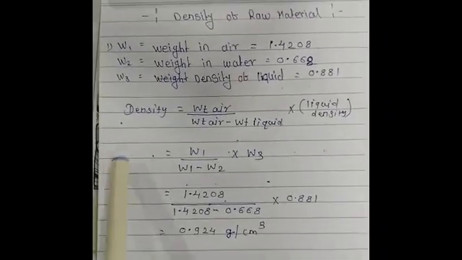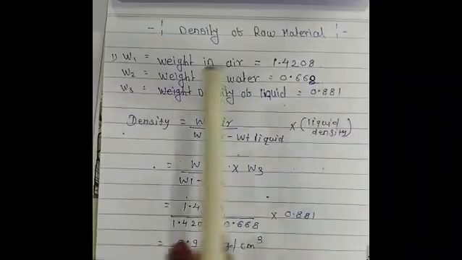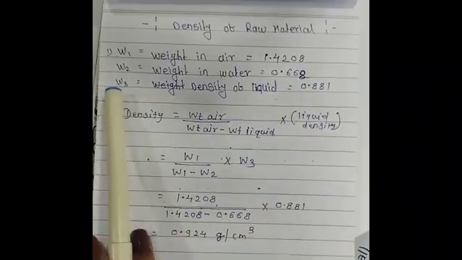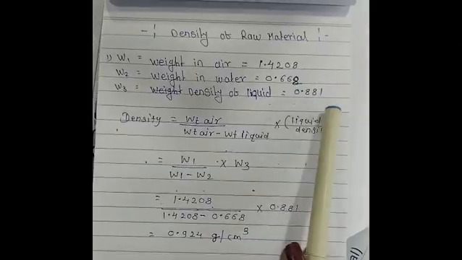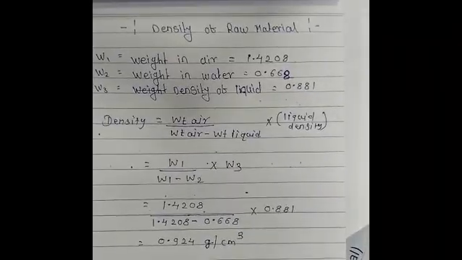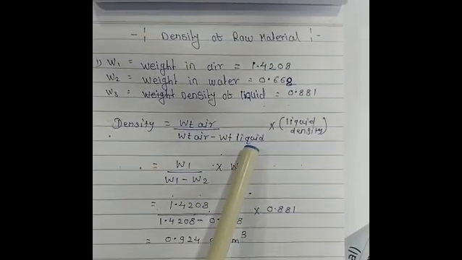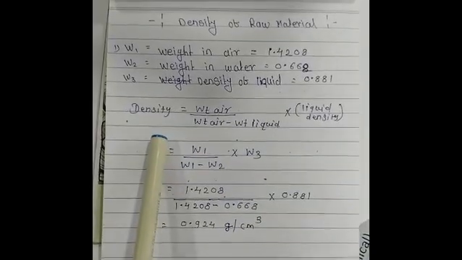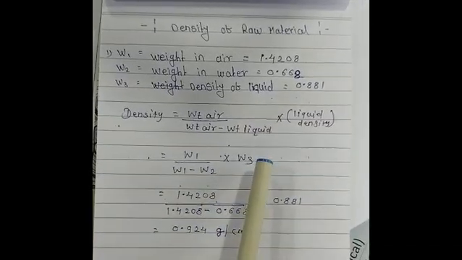Here I have taken W1, that is the weight in air, which has come 1.4208. W2, that is the weight in liquid, which is 0.668. W3, that is the density of liquid, which is 0.881, as we have already seen. Now the formula is density equals weight in air divided by weight in air minus weight in liquid, into density of liquid. So here, W1 divided by W1 minus W2, into W3.